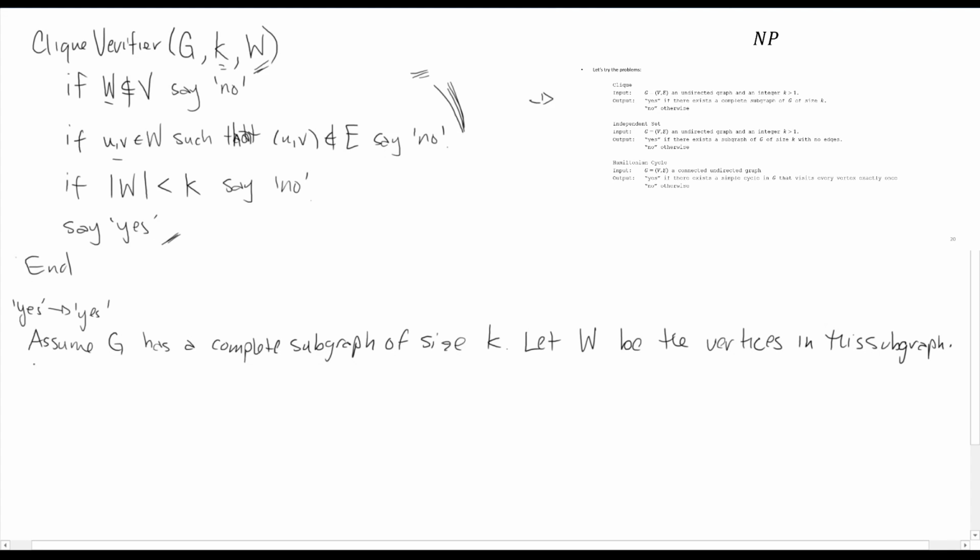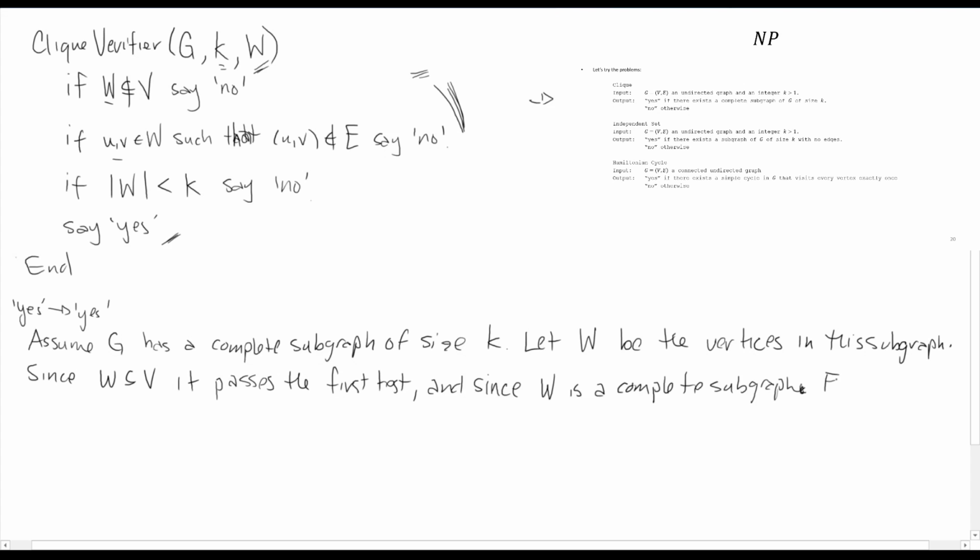Since W is a subset of V, it passes the first test, and since W is a complete subgraph, it passes the second test. Finally, since the size of W is equal to k, remember we assumed it was of size k, we pass the final test. And that completes that branch of the argument.